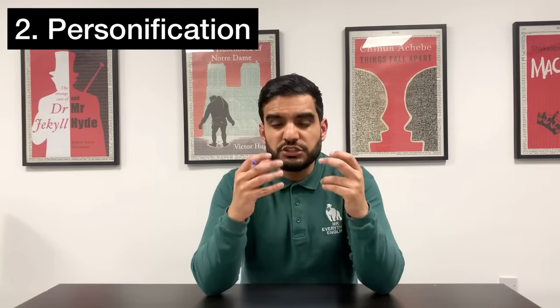Number two, guys, let's look at personification. Personification is when a non-human is given human qualities. So guys, I repeat, it's when a non-human is given human qualities. For example, this pen. The pen was sitting on the table. Sitting is the human feature. By me saying the pen is sitting on the table, I personified the pen.